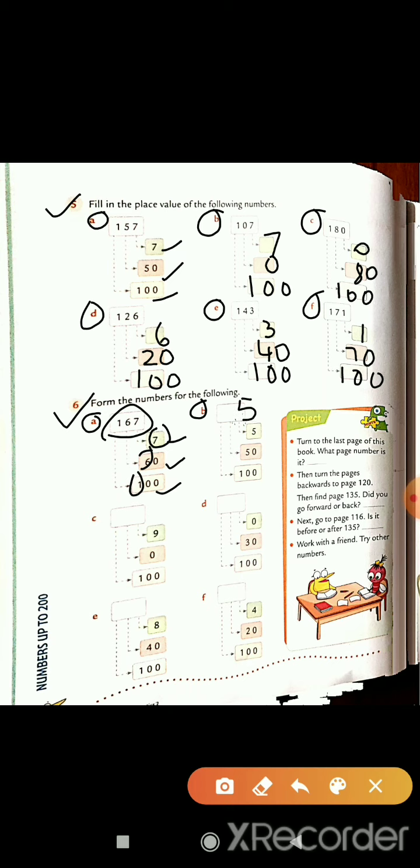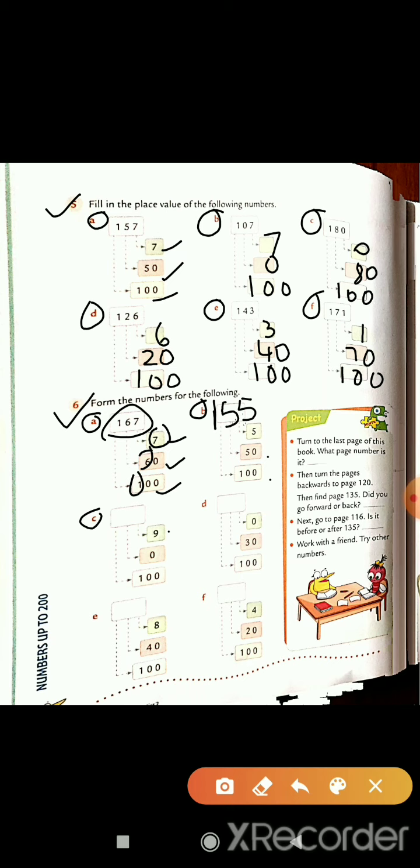5 at the place of ones. 50, so at the place of tens we'll write 5, and 100, at the place of 100 we'll write 1. So our number is 155.